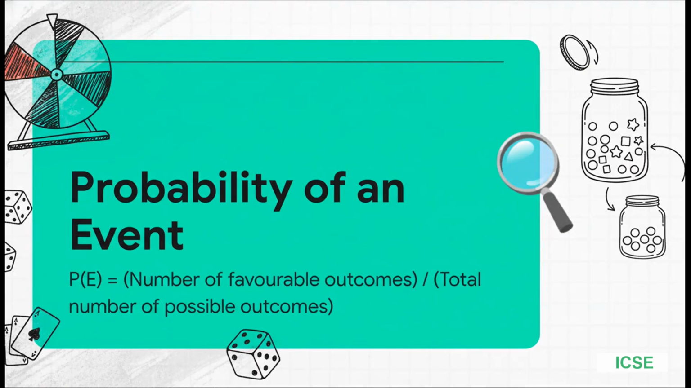The entire idea of probability really just boils down to this one simple but super powerful formula. All it is is the number of ways you can get what you want to happen, divided by the total number of things that could happen.